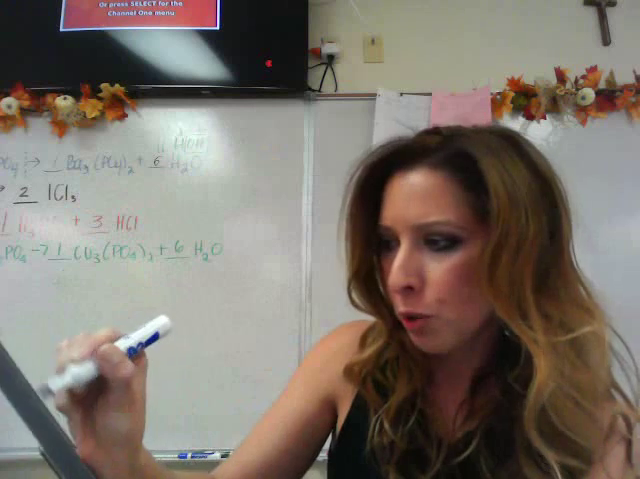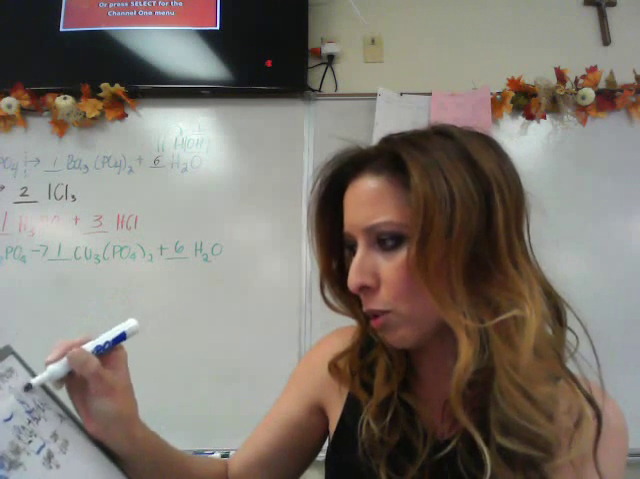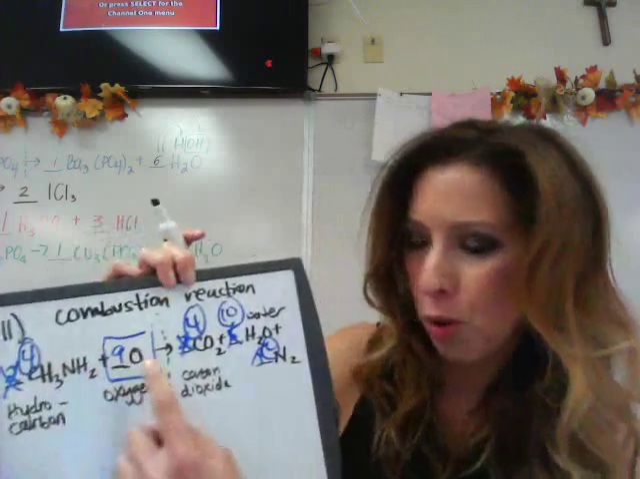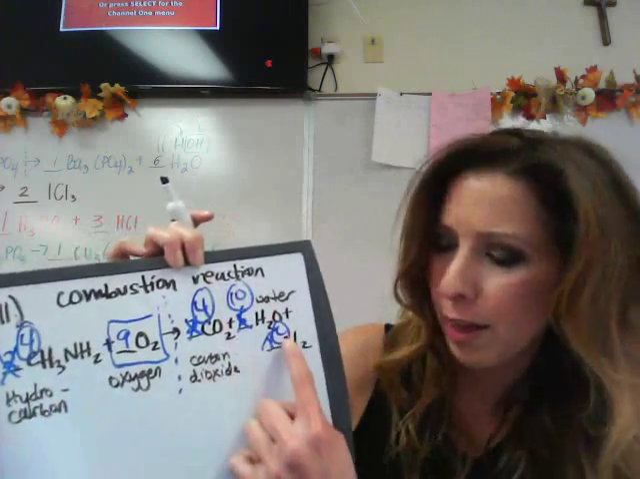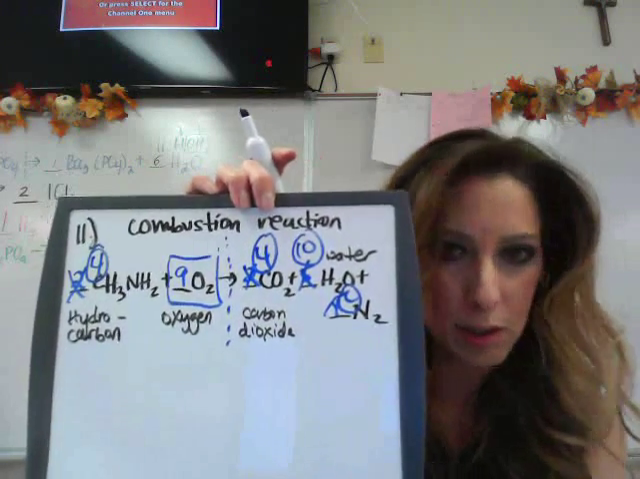So 2 times 2 is 4. 2 times 2 is 4. 5 times 2 is 10. 1 times 2 is 2. So it's 4, 9, 4, 10, 2. Okay? Number 12 is the same way.